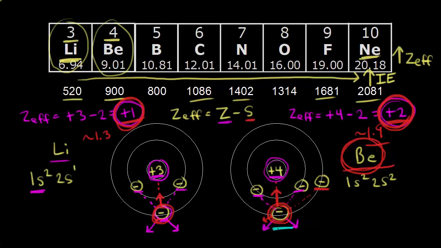This outer electron for beryllium is closer to the nucleus than the outer electron for lithium. It feels a greater attractive force, and therefore it takes more energy to pull this electron away from the neutral beryllium atom. And that's the reason for the higher ionization energy. So beryllium has an ionization energy of positive 900 kilojoules per mole, compared to lithium's 520 kilojoules per mole. So it has to do with the effective nuclear charge.